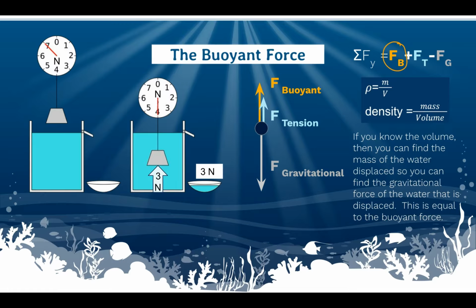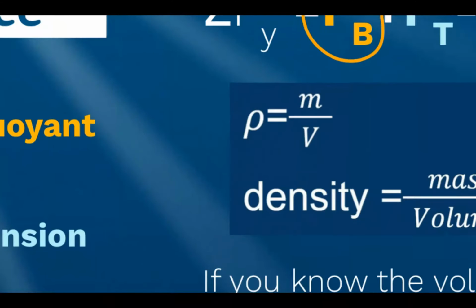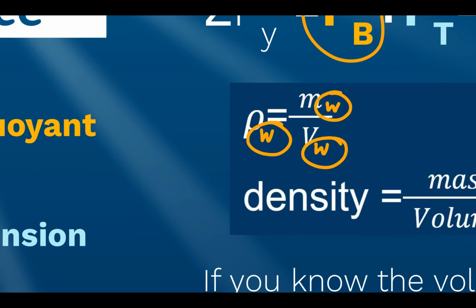And the way you can figure that out is if you have the mass of the water. And the way that you're going to do this is to find the mass of the water. You need to find the volume of the water displaced and use the density of the water. So all of these have to be the same thing. We're talking about the density of the water, the volume of the water, and the mass of the water. And specifically, it's not all of it, it's the amount that is displaced.